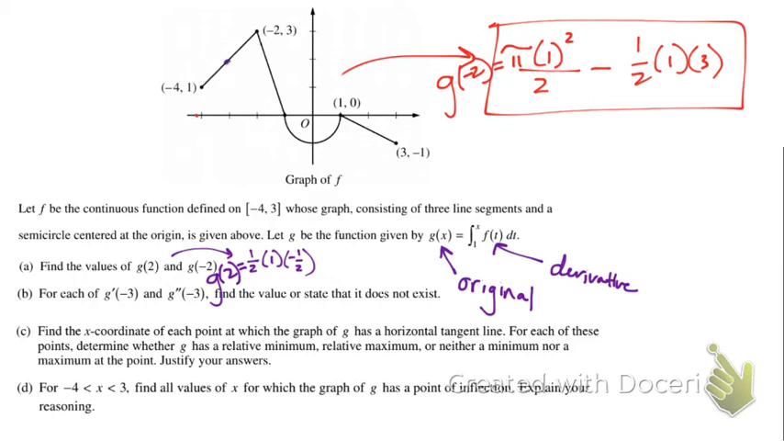So if I look at the slope of this line, it goes from negative 4, 1 to negative 2, 3. So it goes up 2 over 2, which is a slope of 1. So this is the point, negative 3, comma, 2. So g prime of negative 3 is equal to 2.